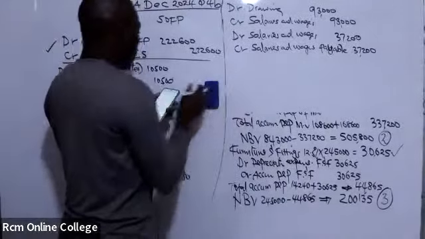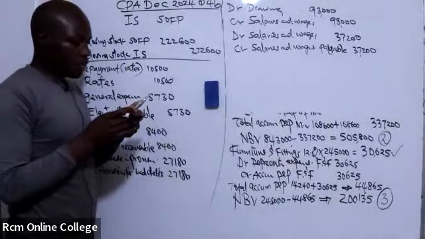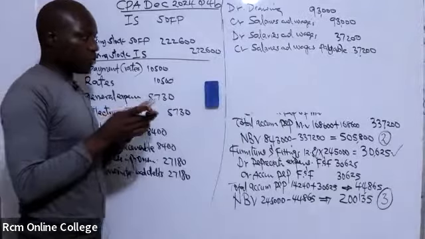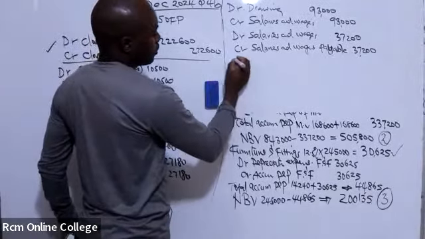Yes. Let us look at the opening salaries balance. Salaries and wages, I have 933,000, so we have 9 salaries.